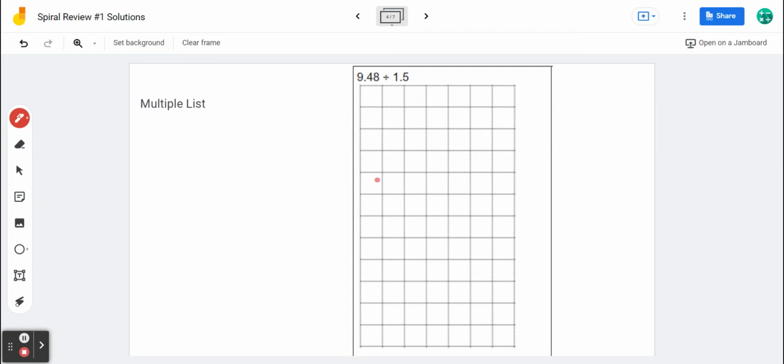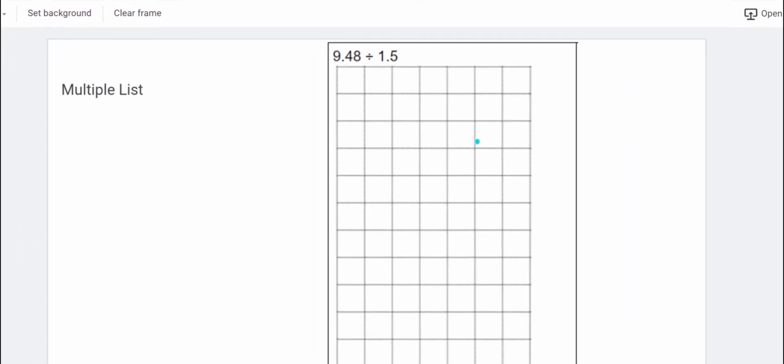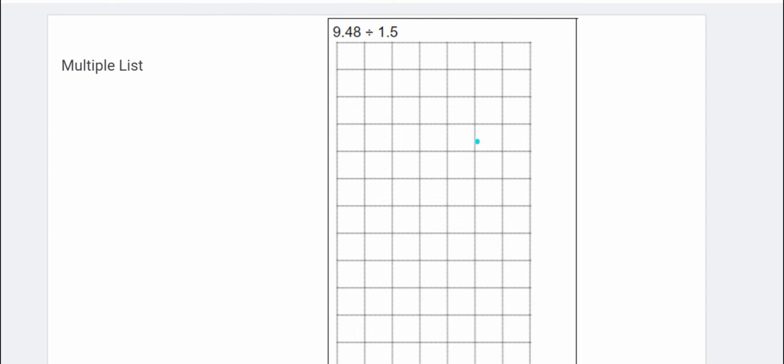This is the second video for this week's Spiral Review, where I will go over the backside of the Spiral Review worksheet. So this is the first problem on the back, dividing decimals. Multiple students on the first day that they got this worksheet asked me for assistance with this. So let's go through this one in detail.